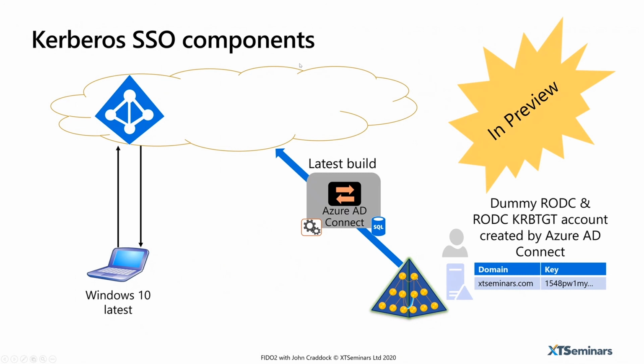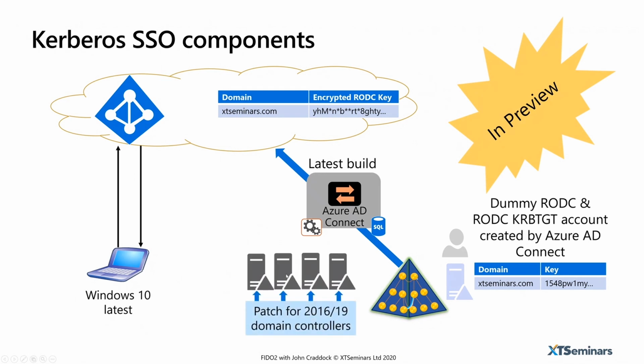And associated with that will be a KRBTGT account, and there will be a domain and a key associated with it. That key is synchronized, or taken up, into the cloud. It's double encrypted during the transfer, and having transferred it up into the cloud, it's then re-encrypted with an Evo key. So we actually have the encrypted RODC key up in the cloud. The next thing is we need some domain controllers, either 2016 or 2019, and they need a patch. And then we're ready to go.